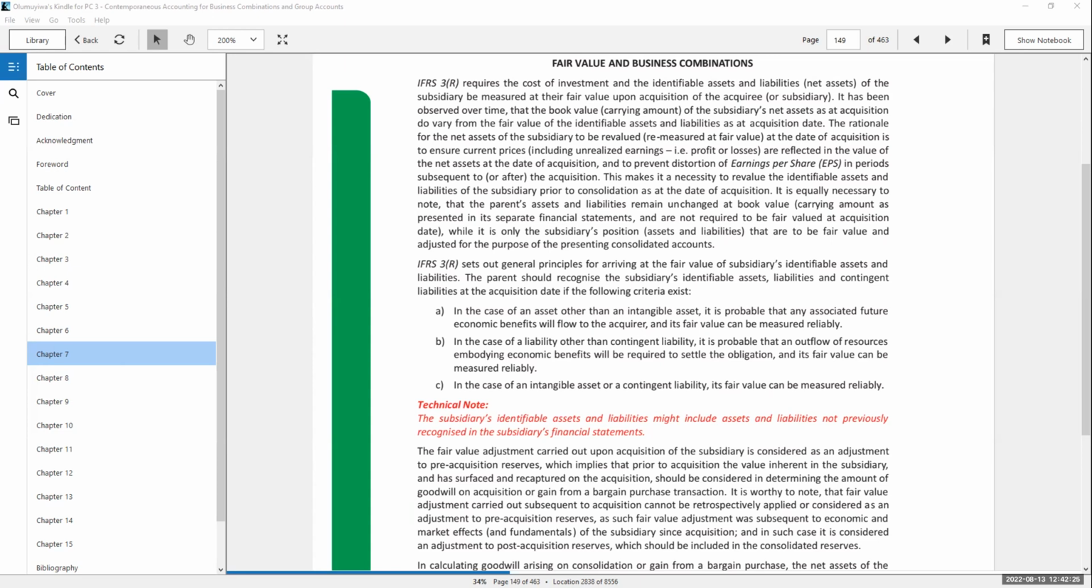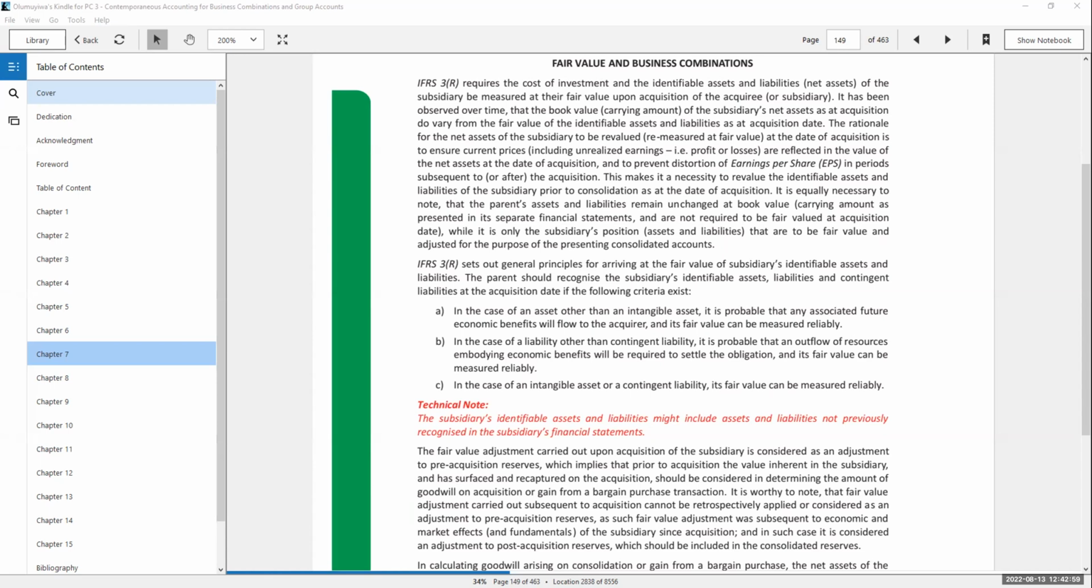IFRS 3 revised sets out general principles for arriving at fair value of the subsidiary's identifiable assets and liabilities. The parent should recognize the subsidiary's identifiable assets, liabilities, and contingent liabilities at the acquisition date if the following criteria exist. A, in the case of an asset other than an intangible asset, it is probable that an associated future economic benefit will flow to the acquirer and its fair value can be measured reliably.